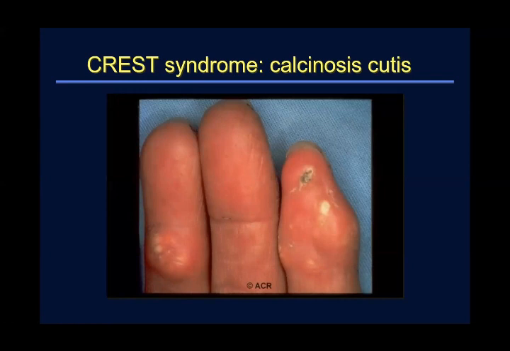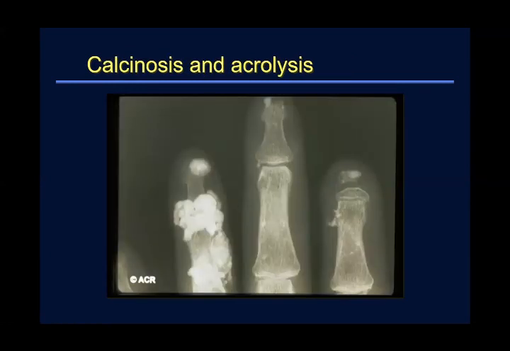Raynaud's syndrome already discussed. They have esophageal motility disorder, and we'll discuss later on the GI manifestation. So this is the typical calcinosis cutis of a patient with CREST syndrome, and you can see the calcification in the patient with acrolysis. This is the typical feature of a patient with advanced CREST syndrome with calcinosis cutis and acrolysis. You can see that there is huge calcification, and fingertips are almost lost. The terminal filling arcs are lost.